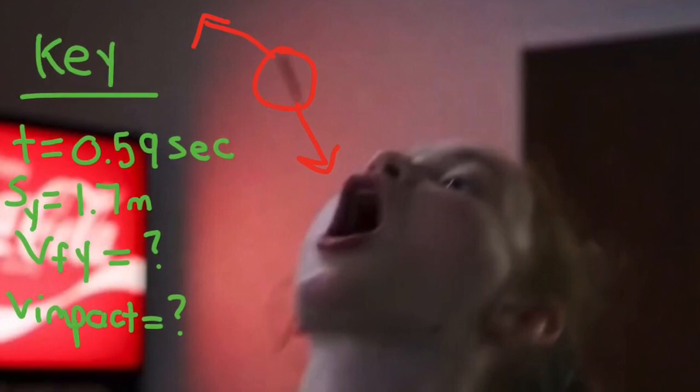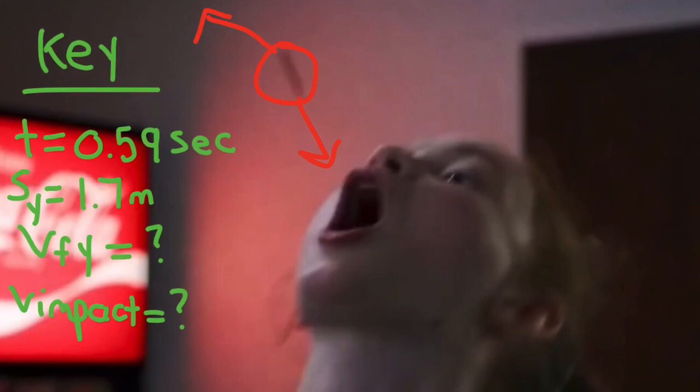In this scene, Lucas throws a Skittle into Max's mouth. This represents projectile motion. I first calculated the time the Skittle took to travel from Lucas's hand into Max's mouth. Then I found the range. I then solved for the final velocity and velocity impact of the skittle.